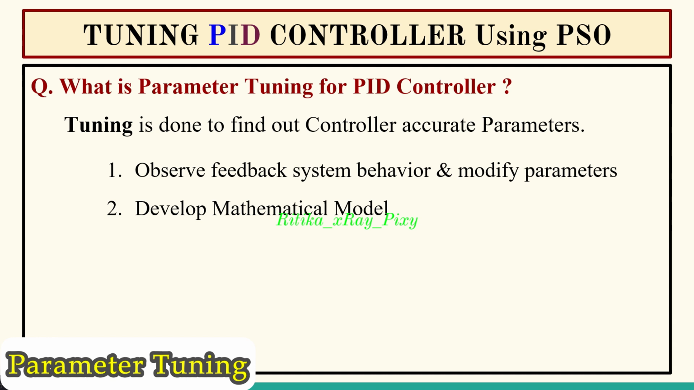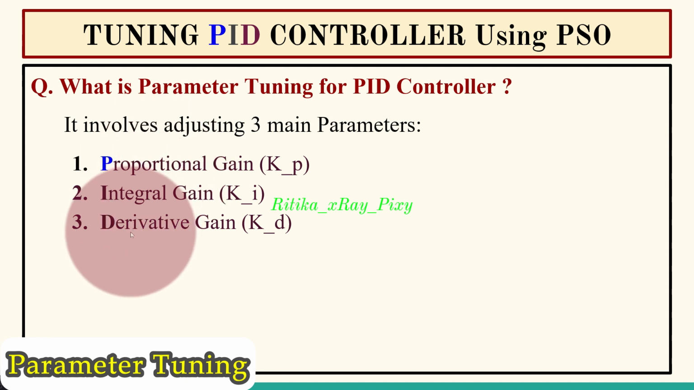That we will discuss further in upcoming slides. We have three terms, that is, the three main parameters used in the PID controller. So we need to adjust these three parameters for the PID controller for better performance. Parameter tuning in the PID controller involves adjusting three main parameters. Here you can see the first one, proportional gain, second, integral gain, third one, derivative gain. This is done to optimize the controller performance in a specific system.